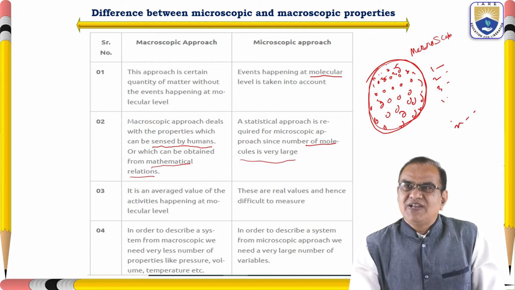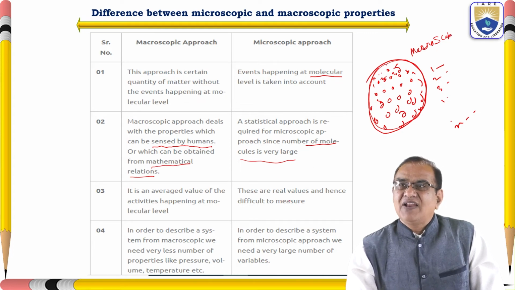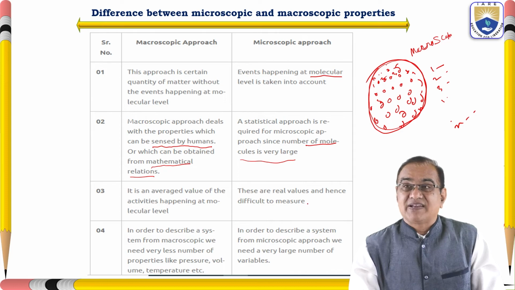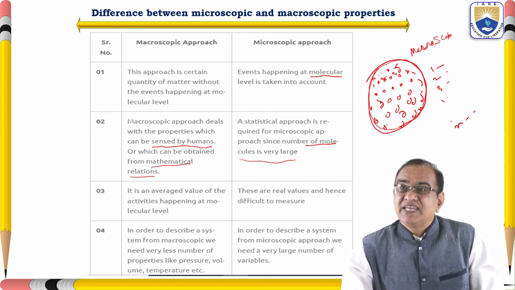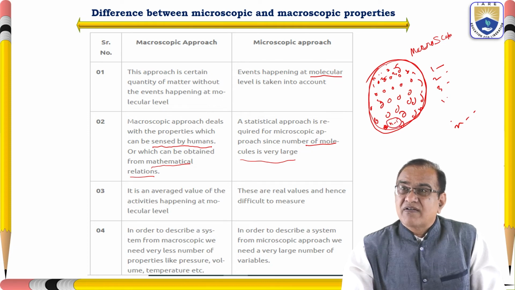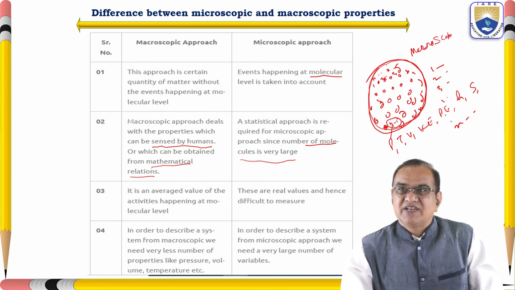And if we take individual molecules, then there are real values and hence difficult to measure. So in this case, for each of the n minus 1 molecules, calculating pressure, temperature, kinetic energy, potential energy, enthalpy, entropy is a very difficult task. It takes a lot of effort, but it gives very accurate results.